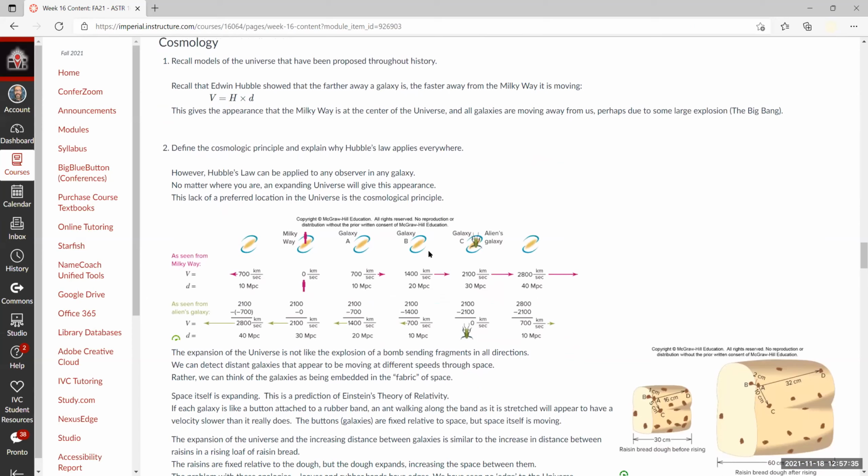And here is a scenario where, from our vantage point, everything is receding away from us. So if we take this galaxy, it's 700 kilometers per second. The one on the other side is also 700 kilometers per second, and we seem to be in the center of everything. This is on a large galactic scale.